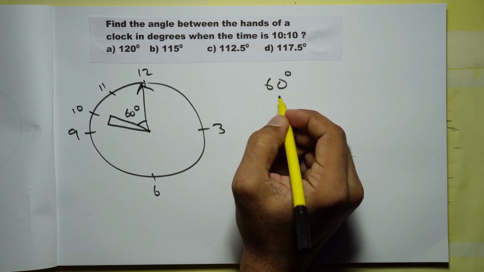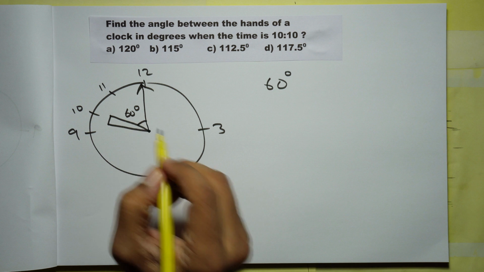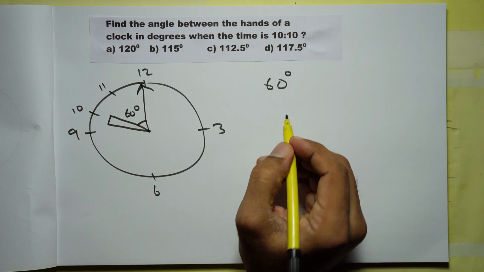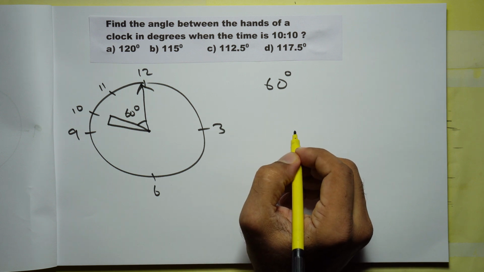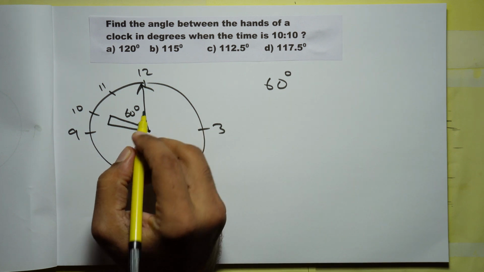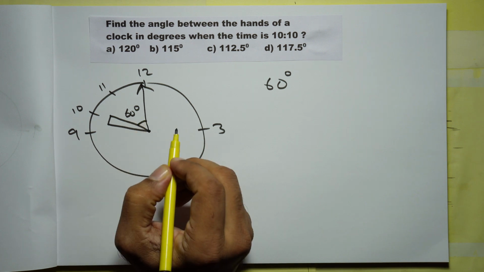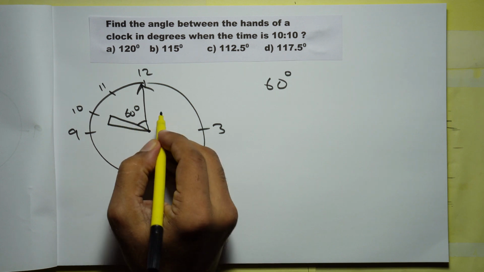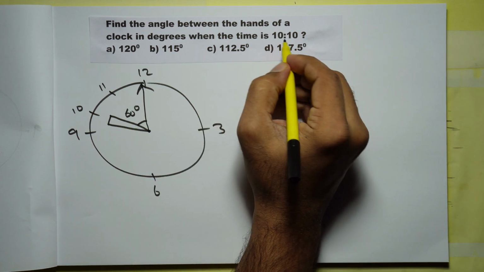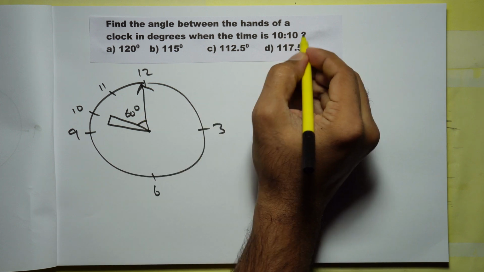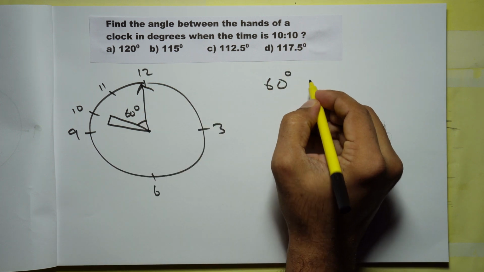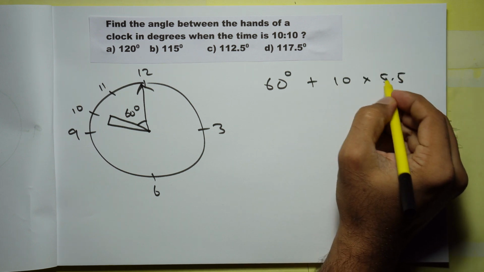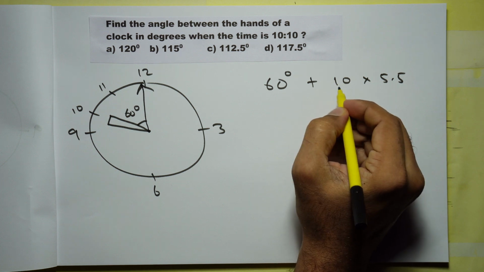And as I had said earlier, the angle between hour hand and minute hand changes by 5.5 degrees every minute. And in this case, you can see that the angle is actually increasing because the minute hand is in front of the hour hand. It is increasing by 5.5 degrees like that for 10 minutes, that is from 10 to 10:10. So in 10 minutes, it will increase by 10 into 5.5 degrees.